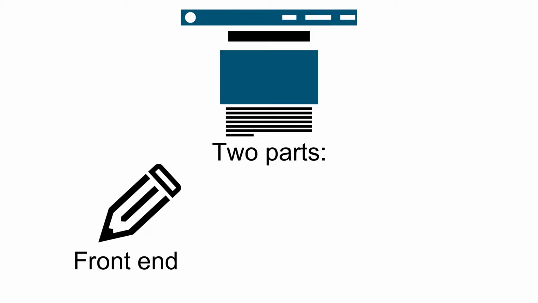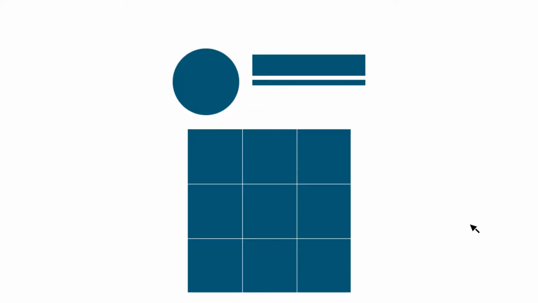Each website can be divided into two parts, the front end and the back end. The front end is the part that the users can interact with. Simply put, it's everything you see when going on a website: text, images, videos, inputs, and many more.